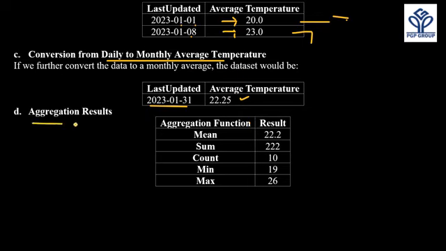Then aggregation of the results. What does aggregation mean? Giving the mean, sum, count, minimum, and maximum. If you give these 5 values, that is an aggregation function. This is the mean temperature and this is the sum temperature. You must know how to find the mean value. It's available in lecture number 3, you might have studied about this, the different formulas available for finding the mean. Then count, minimum, maximum. These are all the aggregation results. Sometimes the data will be given, otherwise you have to use your own data and write it.